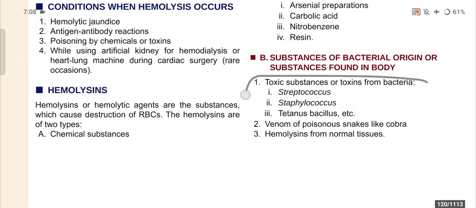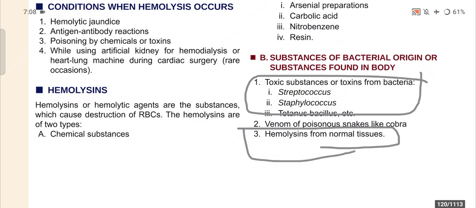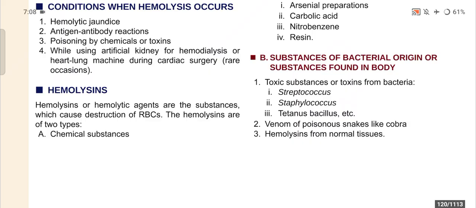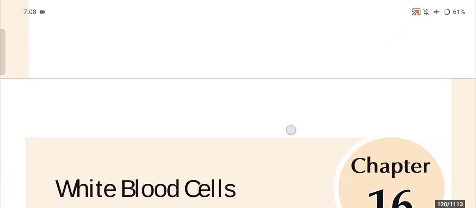So what are these sources? These are the sources from bacteria. This is present in the body. And this is not present in the body, but it is of venomous origin and it may come from outside, which can affect you by the bite of a snake. So these are the points which can affect your body.